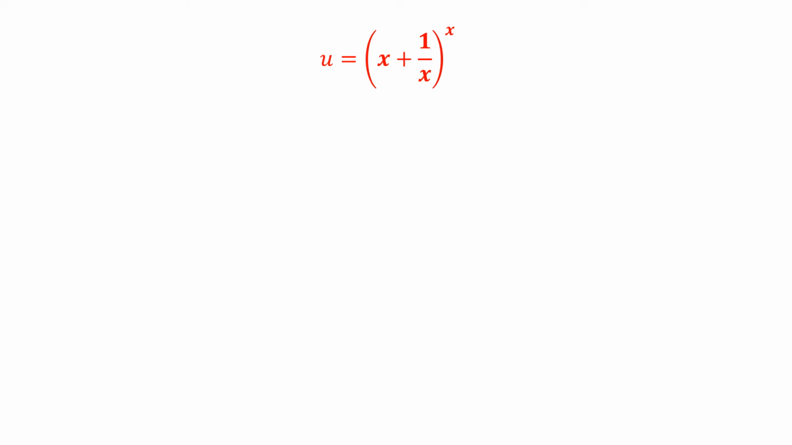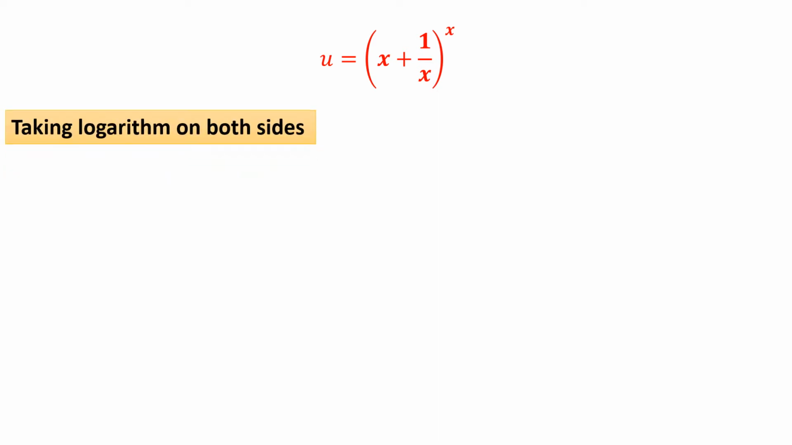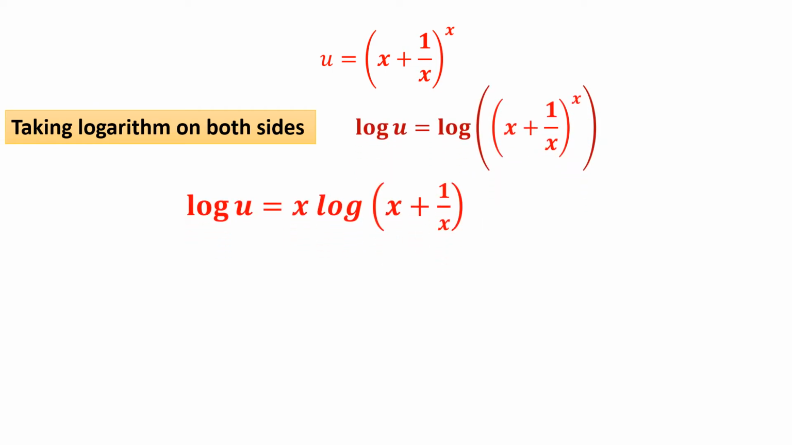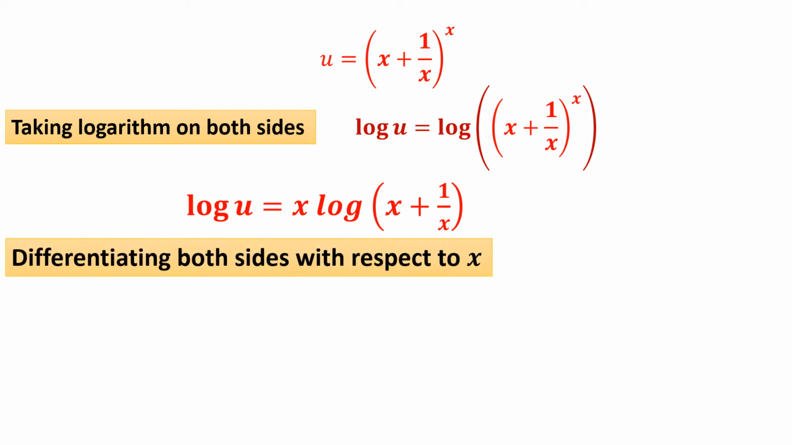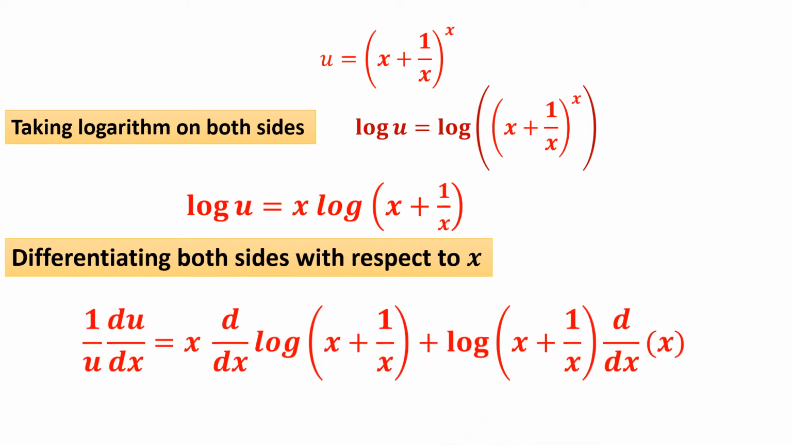Let us start with the first function. u is equal to x plus 1 by x whole power x. Take log on both sides. It will become log u is equal to log of that. The power will come to the front. Log u is equal to x into log of x plus 1 by x. Differentiate both sides with respect to x. Differentiation of log u is 1 by u du by dx. Here we have to use the product rule: x into differentiation of the second term plus the second term into d by dx of x.